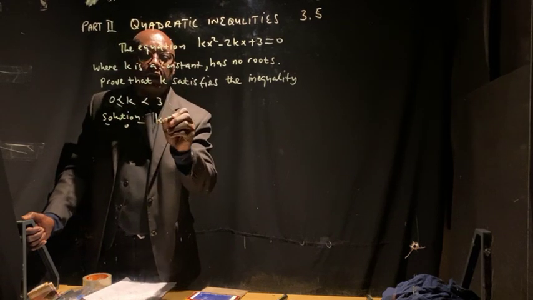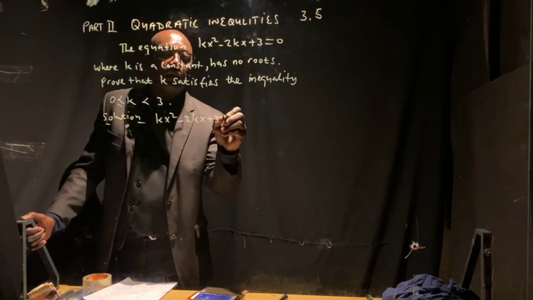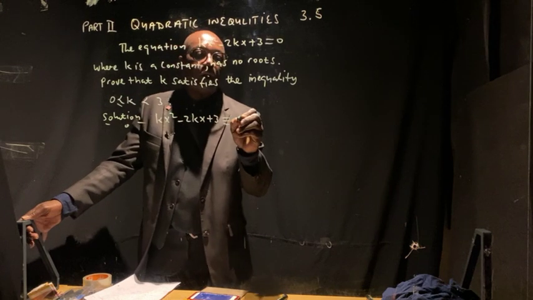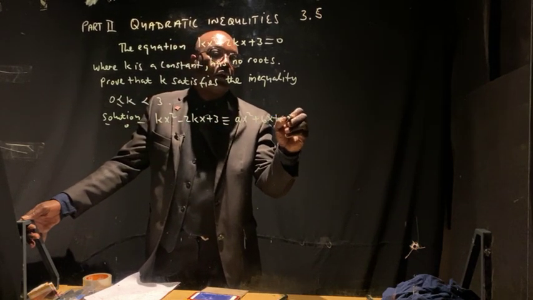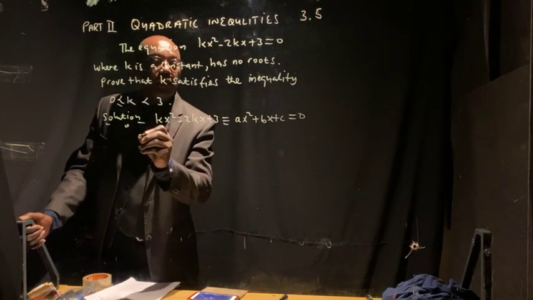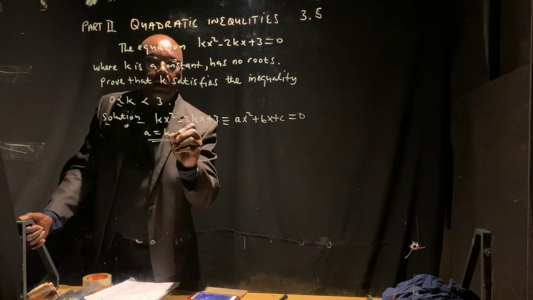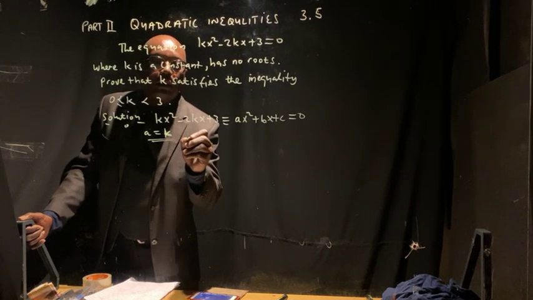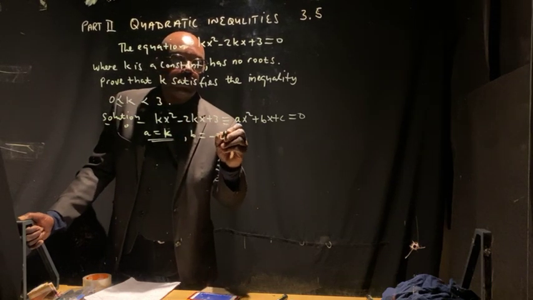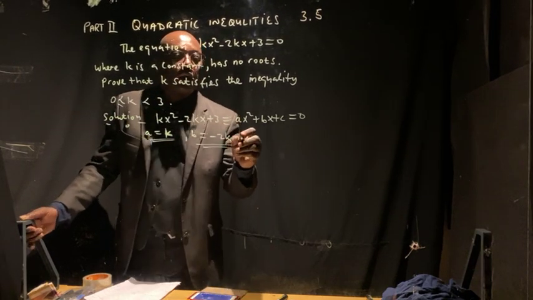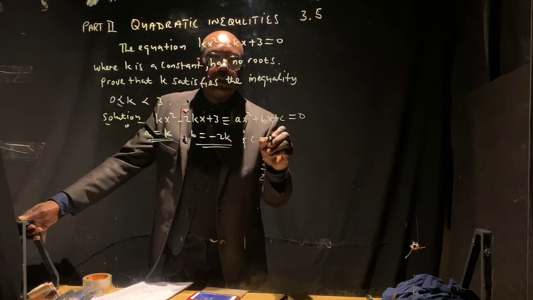This is kx squared minus 2kx plus 3, very much identical to ax squared plus bx plus c equals 0, which indicates that a is equal to k, b is equal to minus 2k, and c is equal to 3.